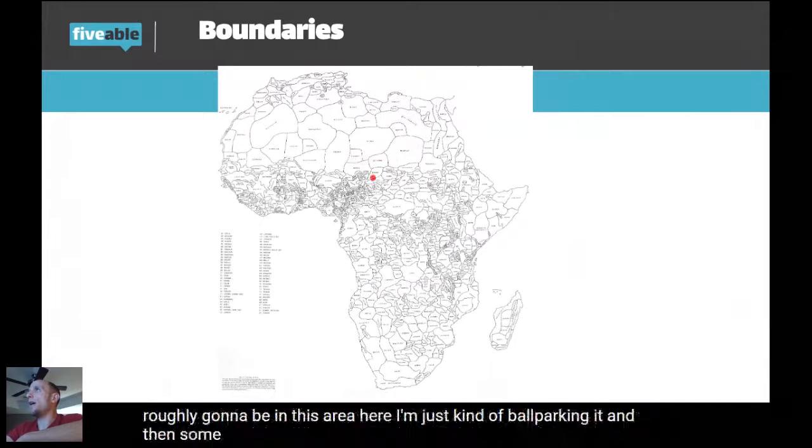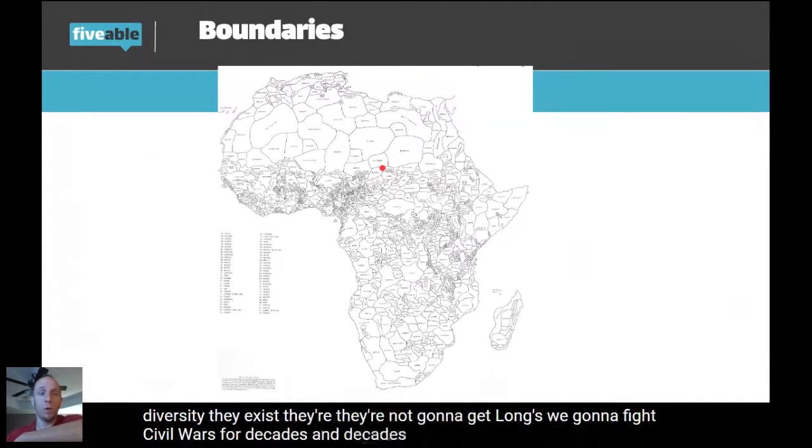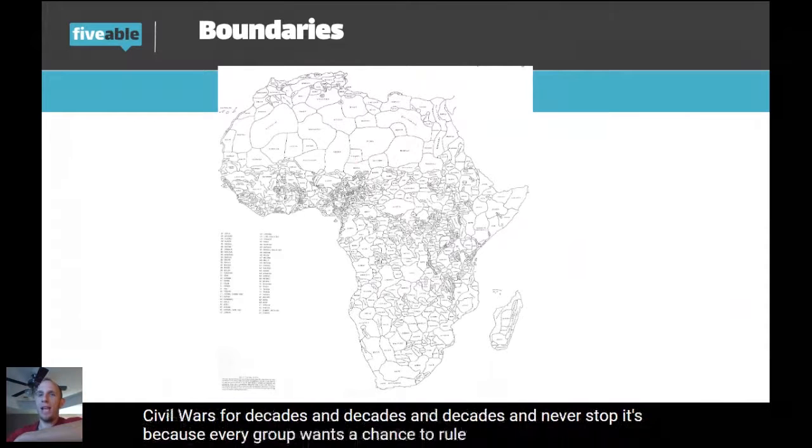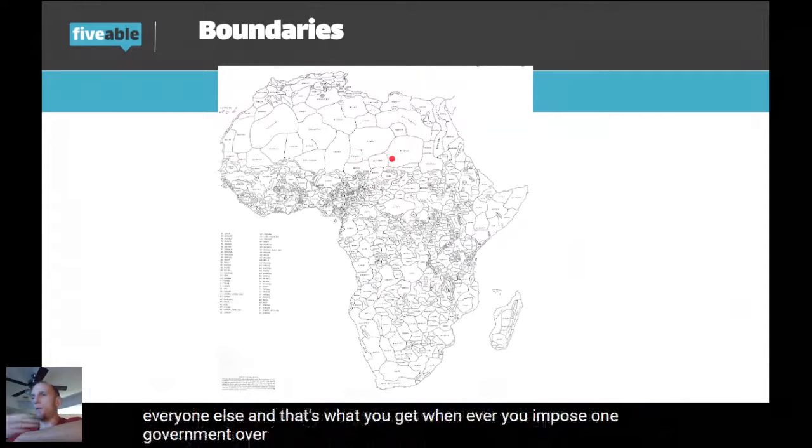I'm just kind of ballparking it. And then southern Sudan is going to be here. Well, look at all the ethnic diversity that exists there. They're not going to get along. So they're going to fight civil wars for decades and decades and never stop. It's because every group wants a chance to rule or to govern the affairs of everyone else. And that's what you get whenever you impose one government over thousands, or I guess hundreds, of different ethnic groups.